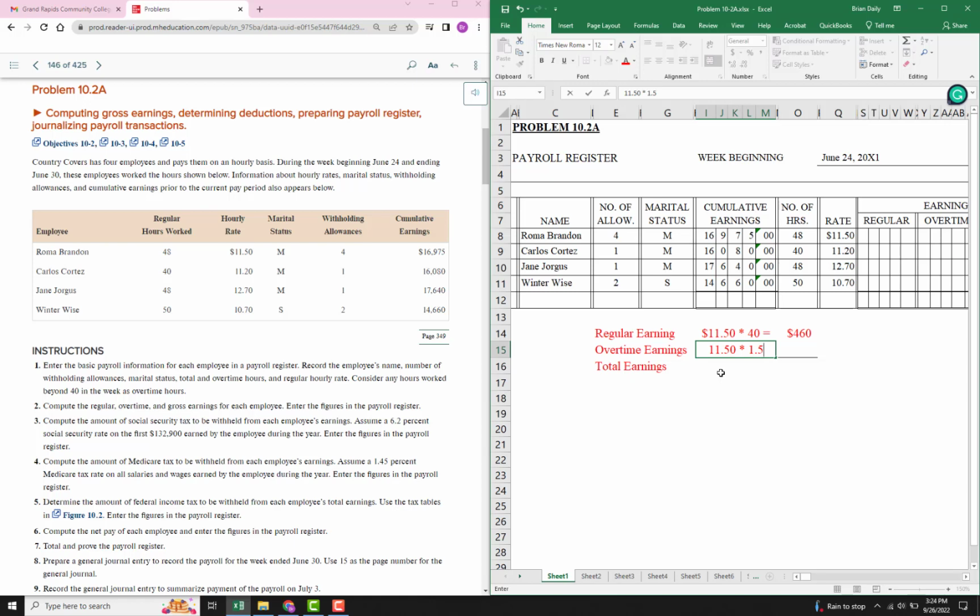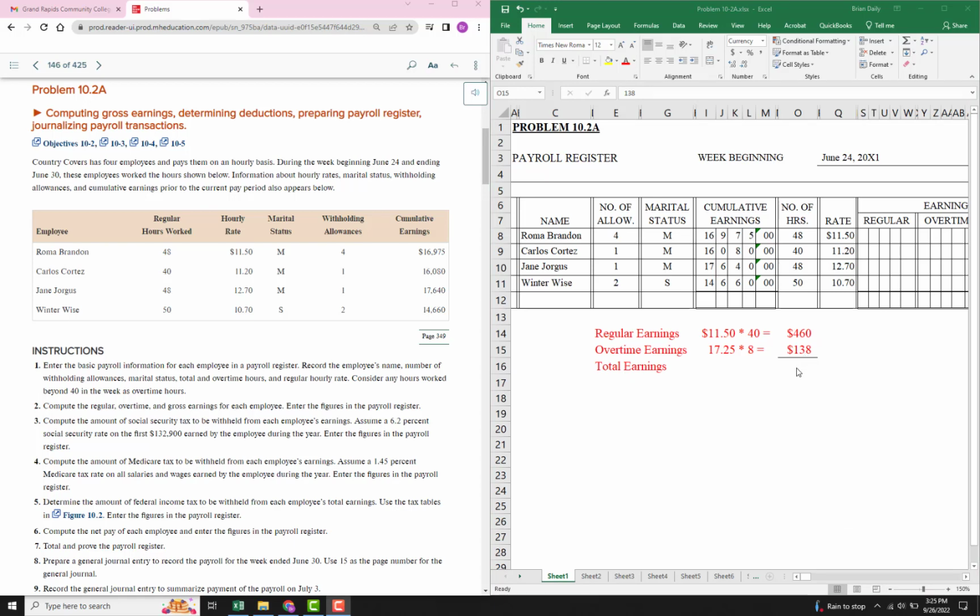So if we do that math for the overtime rate, we can see that Roma Brandon is going to earn $17.25 per hour for every hour above and beyond 40 for the week. And since Roma worked a total of 8 overtime hours, we're going to multiply their overtime rate of $17.25 by those 8 hours. And if we do the math there, that gives us a result of $138 of overtime earnings.